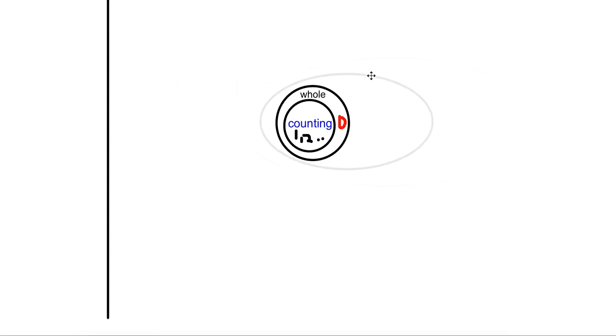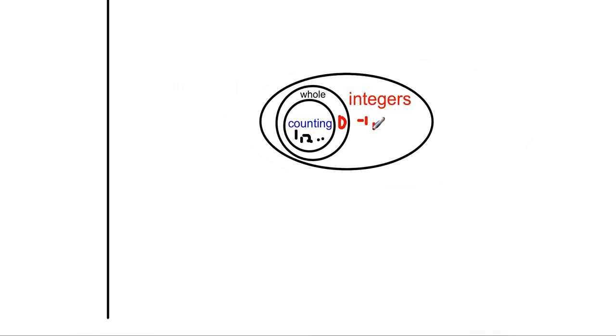Then along came the integers. Integers now are your negative numbers. So negative 1, negative 2, and 0, and 1, 2, 3. So that's why we're drawing these circles, because it includes everything inside of it. So integers are your positives, your negatives, and 0.